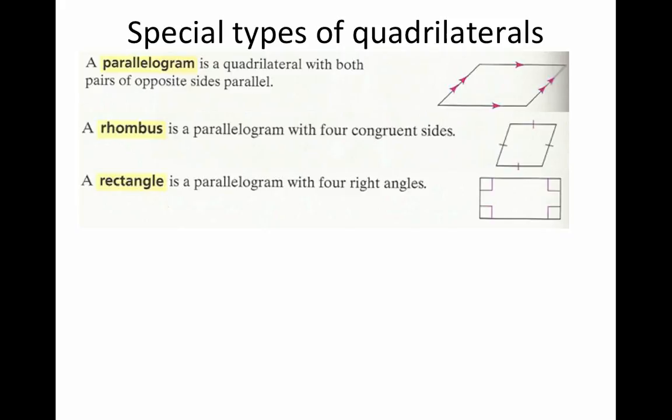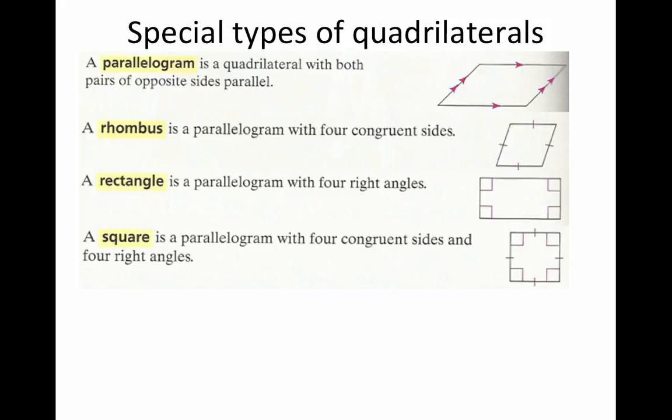A rectangle is a parallelogram with four right angles. So again, the sides are parallel, but the angles are all right angles. And a square is a combination of those. It's a parallelogram with four congruent sides and four right angles. So a square is really a rhombus and a rectangle and a parallelogram, all of them.